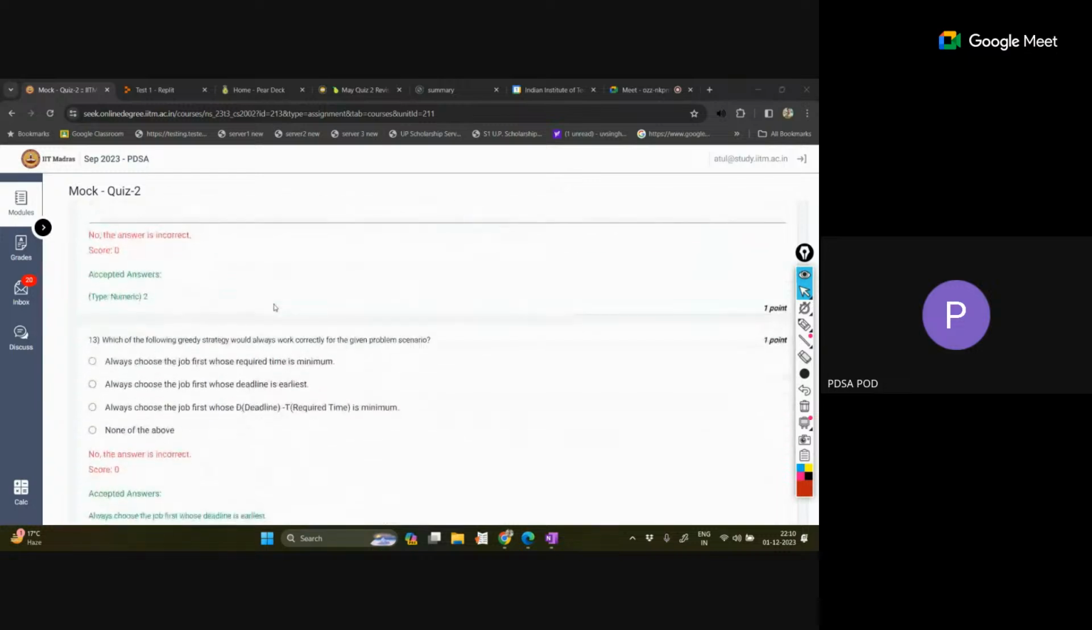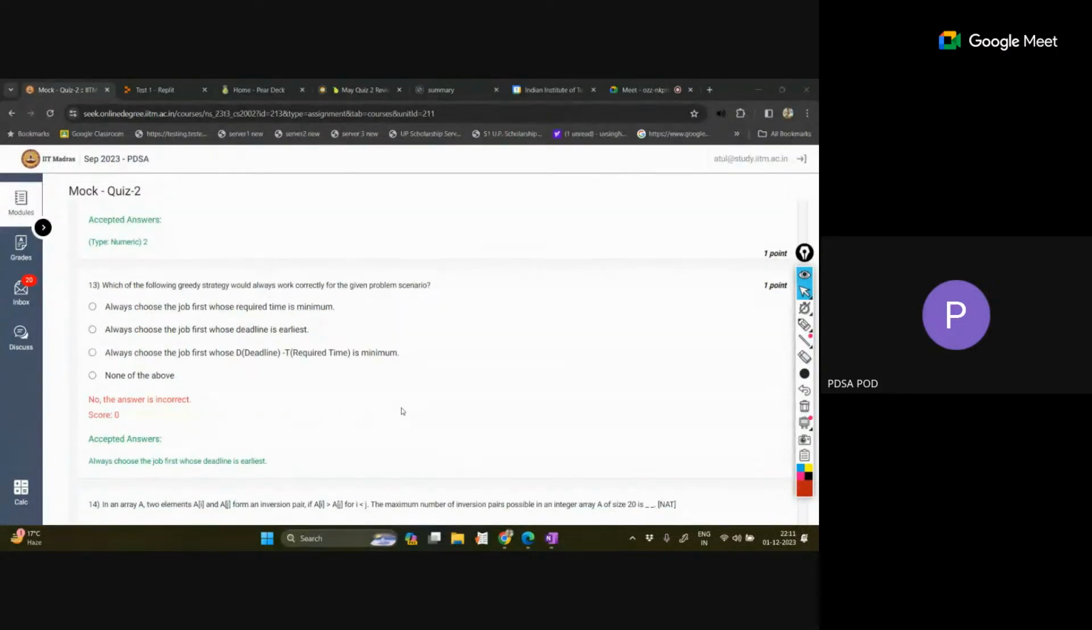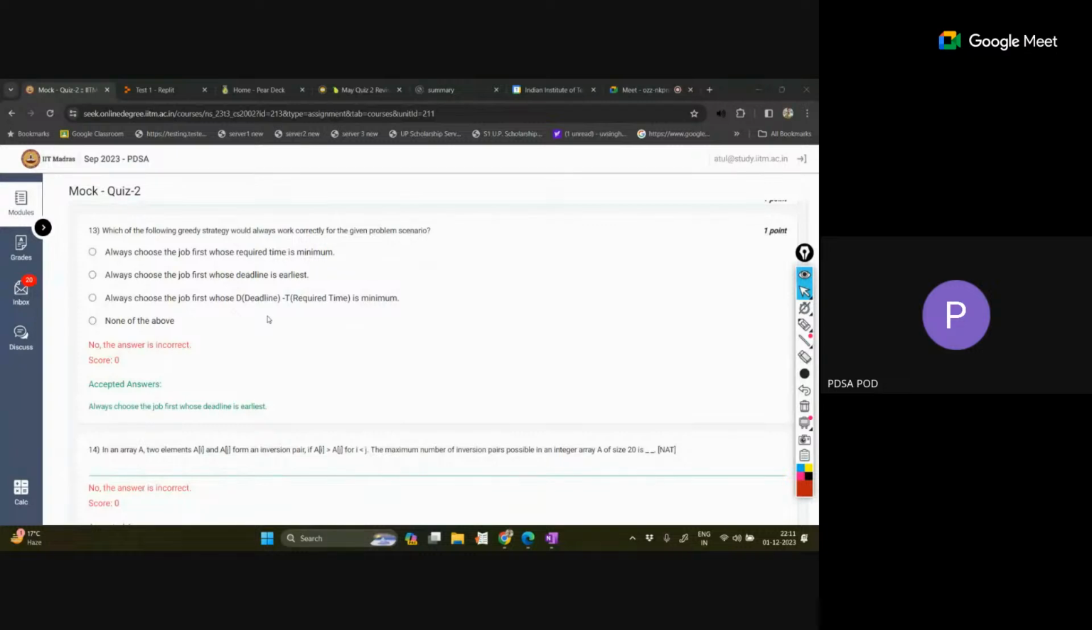What we are not doing is always choosing the job first whose required time is minimum. The strategy we are following is this one: always choose the job first whose deadline is earliest. If you follow this second property, you will get the correct answer. If you follow the other things, you may get incorrect output. So option 2 is correct for this minimum lateness problem.